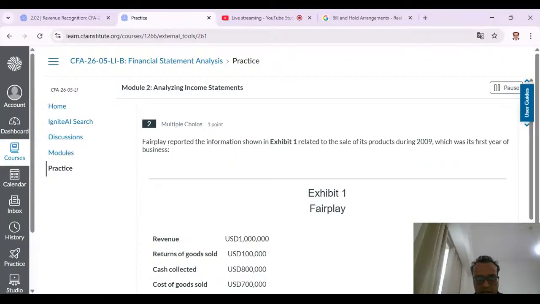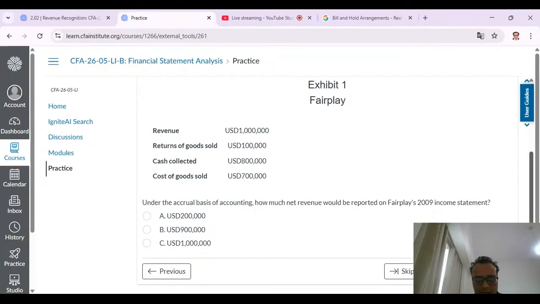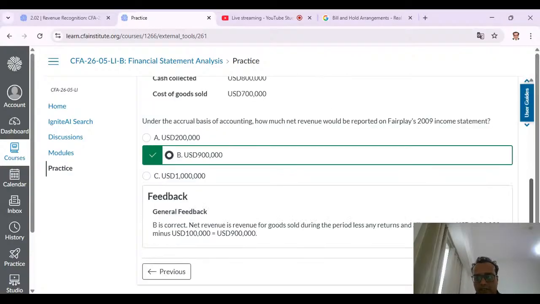Next, Fair Play reported the information shown in Exhibit 1 related to the sale of its production during 2009, which is the first year of the business. Revenue is 100,000, return of goods sold is 1,000, cash collected is 800,000, COGS. Under the accrual basis of accounting, how much net revenue should be reported, not the gross revenue? So it will be 900,000. Confirm, because it is your sales minus sales return.